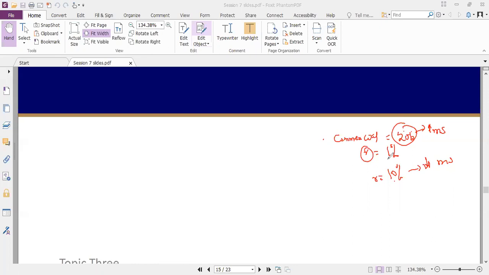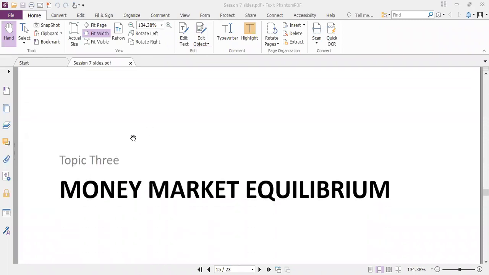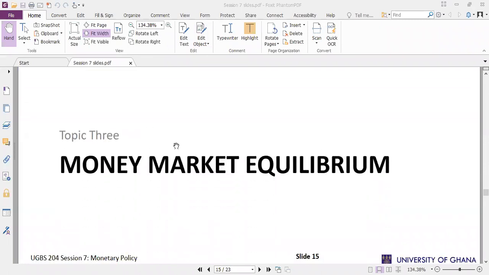So please, this is the whole idea about how government tries to reduce and also increase money supply in the system. Now remember, we are done with our two main key topics, which were going through the definitions and understanding the tools used for controlling money supply. The next one is to talk about the equilibrium position. And we can't talk about equilibrium without talking about what? So we've named it topic three. We are done with the first two.